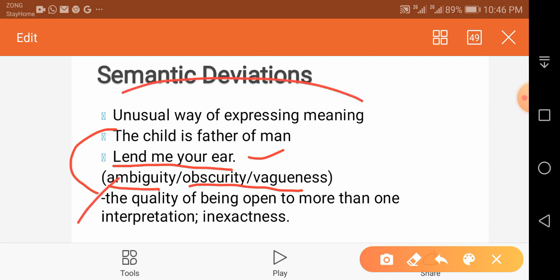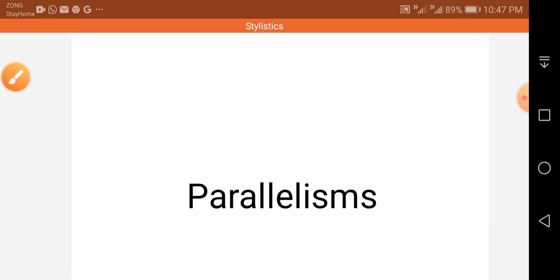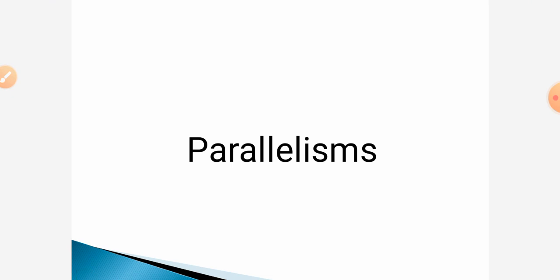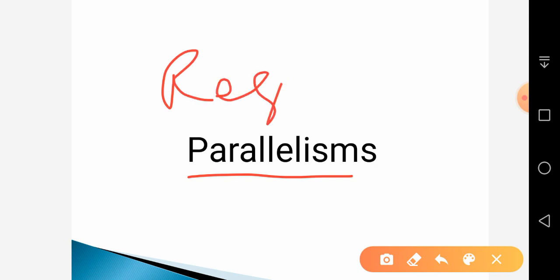So poets and literary artists are in the habit of using phrases and sentences in an unusual way. This way semantic deviation is created. Now, literary texts not only contain deviations or irregularities, they may contain parallelism or regularities. These are known as regularities.